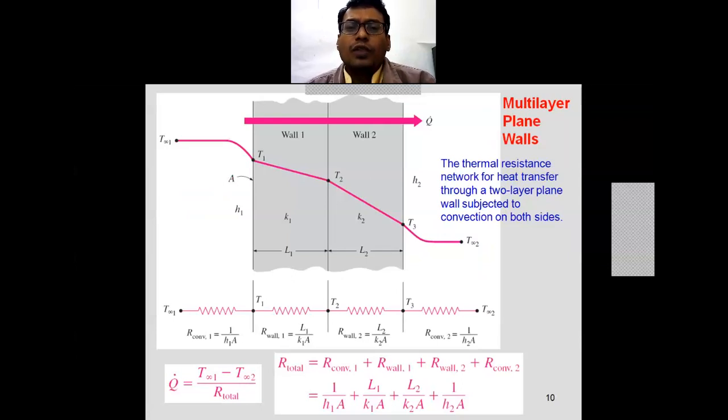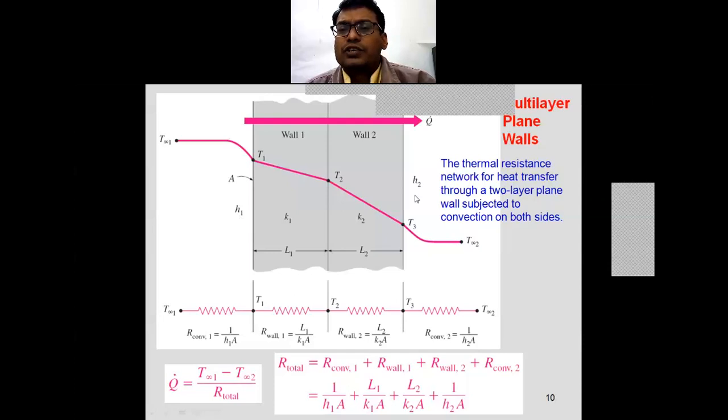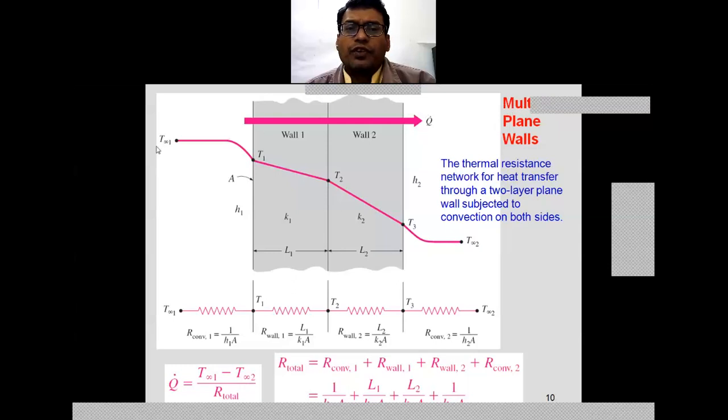Now instead of one wall, we are putting two walls in this figure: wall 1 and wall 2 with thermal conductivities K1 and K2 and wall thicknesses L1 and L2. H1 is the convective heat transfer into the wall, H2 is the convective heat transfer from the wall. That is in this direction, from T infinity 1 to T1 into the wall, and from T3 to T infinity 2, that is away from the wall.